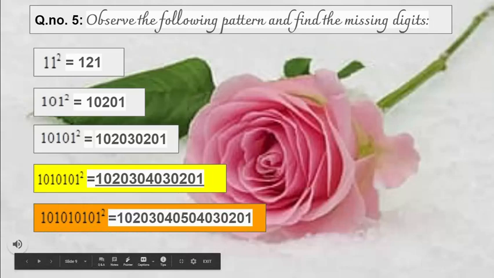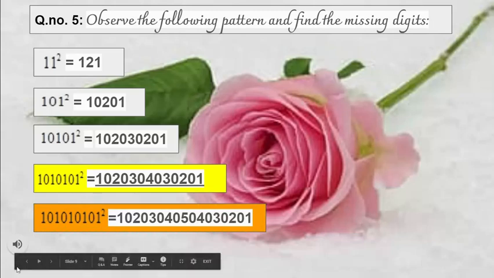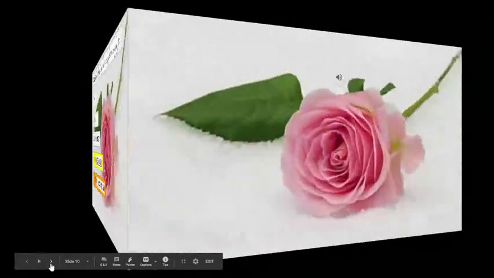Isn't it? Now the next number, maybe it is 1 0 1 0 1 0 1 0 1 0 1 square. Then how will it come? 1 0 2 0 3 0 4 0 5 0 6, then 0 5 0 4 0 3 0 2 0 1. Clear? It's a pattern. You go through the pattern. If you understand the pattern, you can write any number like this. So clear? Okay.